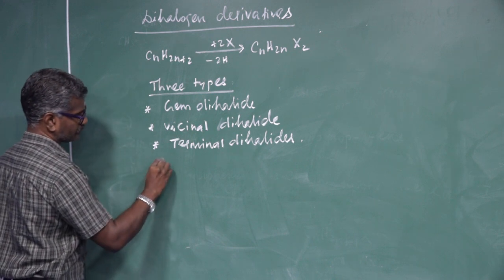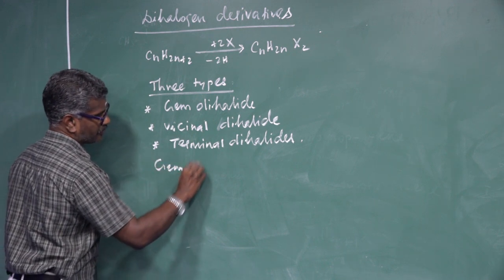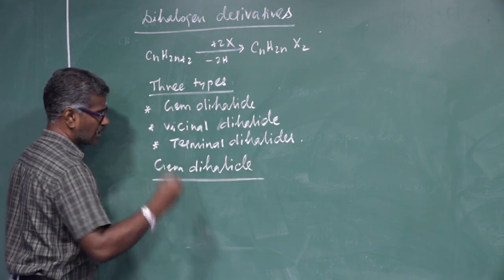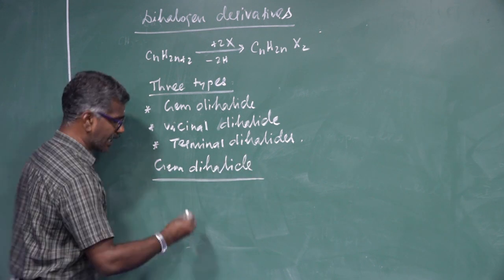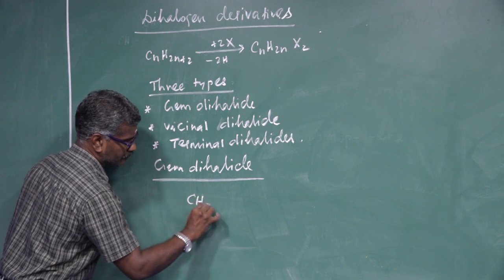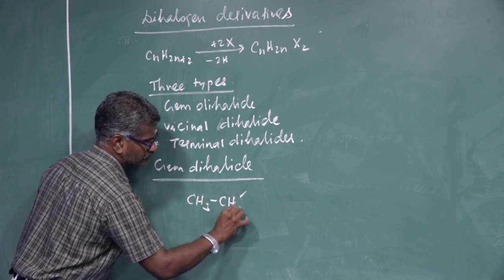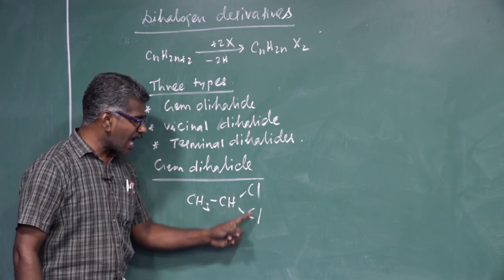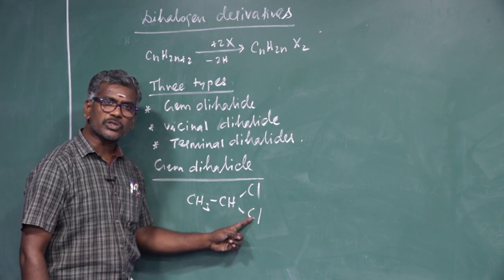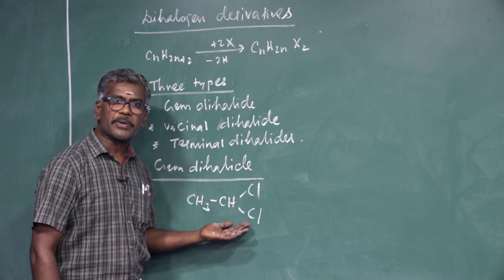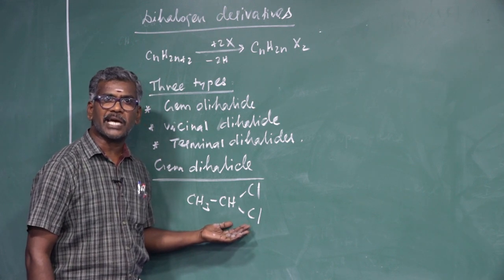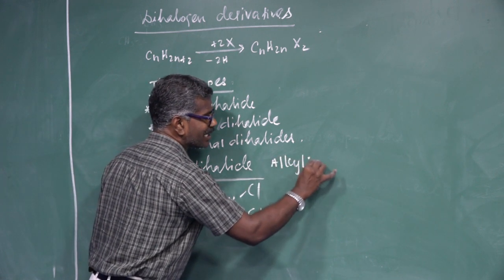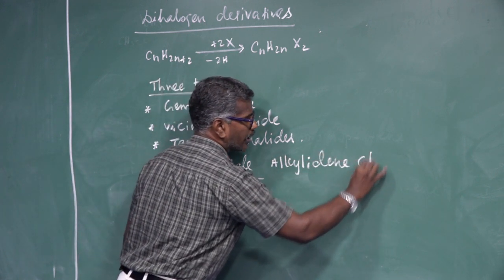First one, gem dihalide. What is the meaning of gem dihalide? If halogen atoms are attached to the same carbon atom, this is known as gem dihalide. Name: alkylidene chloride.